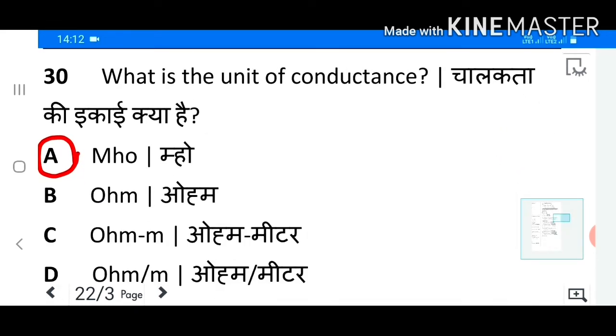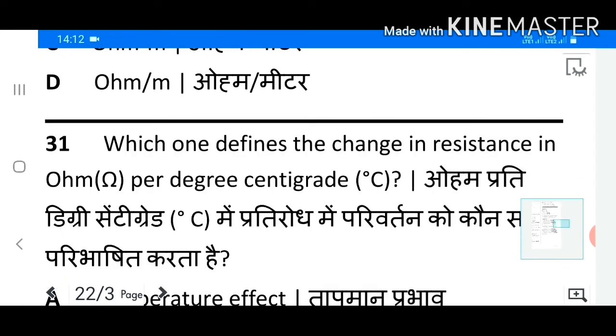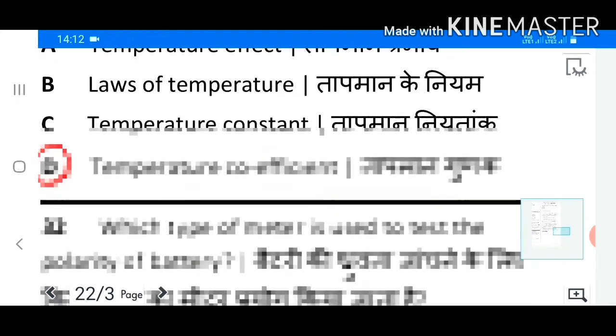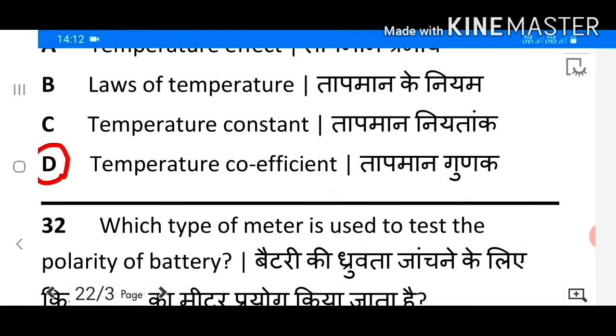30. What is the unit of conductance? Answer A. Mho. 31. Which one defines the change in resistance in ohm per degree centigrade? Answer D. Temperature coefficient.